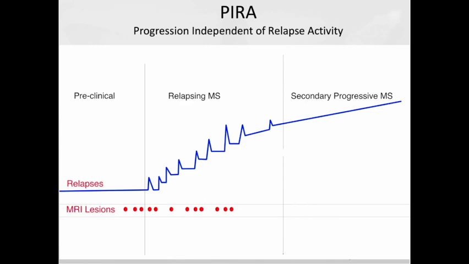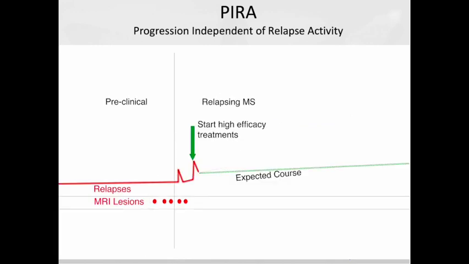So they went back and they looked at the original clinical trials that were done for some of the high efficacy treatments. So this would be somebody who is not on treatment, and they have these relapses and then periods of stability between the relapses, and then later develop secondary progressive MS. Okay, so what happens if we put them on treatment? The expectation is we're going to stop them from having relapses and stop new MRI activity. And in fact, that does appear to be what happens.